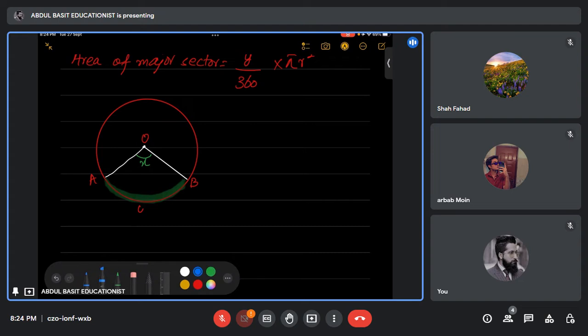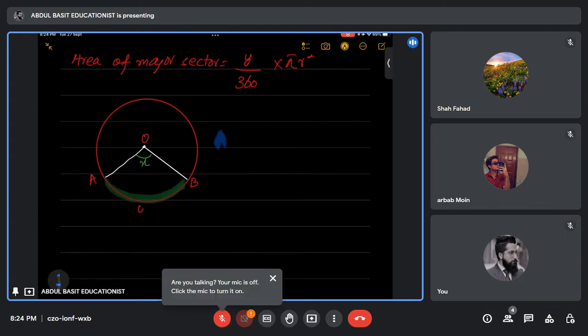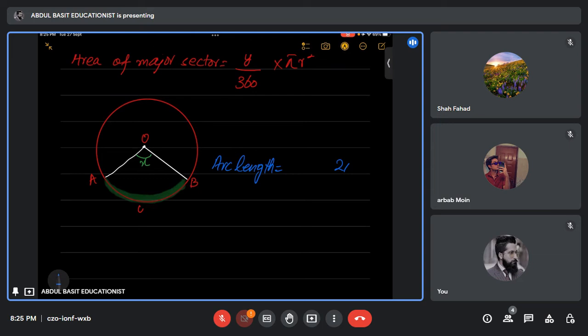The formula for the arc length: the boundary is the circumference of the circle, which is 2 pi r, and the total circle is 360. So we divide x by 360 and multiply by 2 pi r. That would be our minor sector arc length.